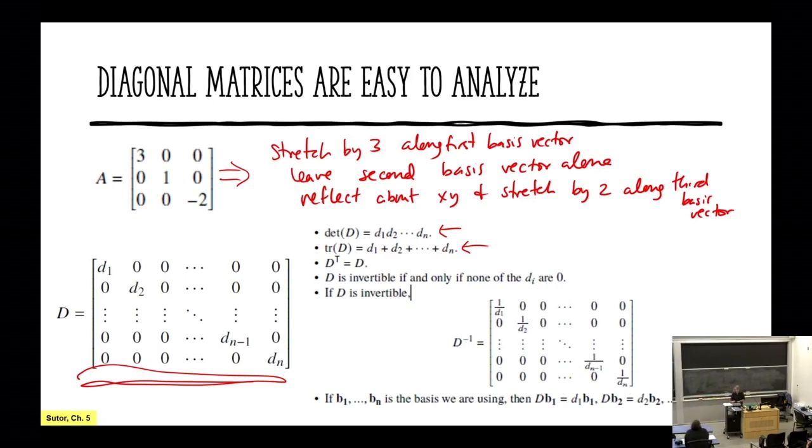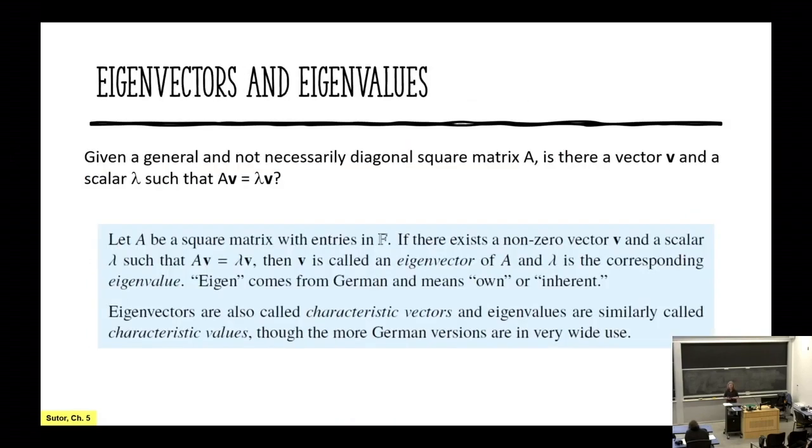If we are considering a basis B1 to Bn, then we say that the diagonal matrix times the basis vector 1 is just equal to the diagonal element 1 times the basis vector 1, etc. So if we look at this last effect on the basis vectors, then if we start thinking about a general and not necessarily diagonal square matrix A, we can ask ourselves, is there a vector v and a scalar lambda such that Av equals lambda v?